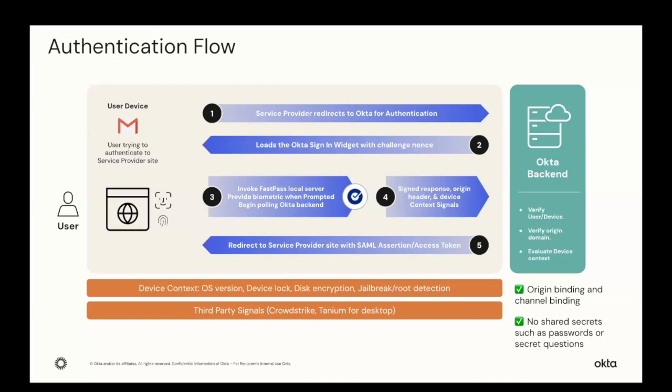And as you can see in step 4, FastPass sends the origin domain from the browser, as mentioned earlier, and it signs this with the biometric enabled private key so that it can't be tampered with before sending it to the Okta backend. So that checks off the last item, which is origin and channel binding. And now I'll turn it back over to Dimitri to show you how all this works in real life.